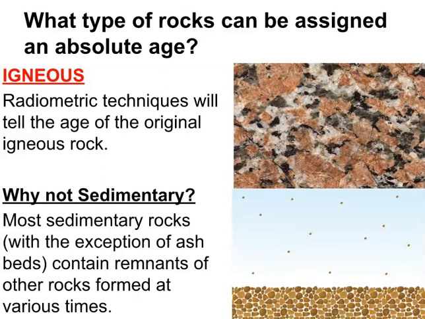And the reason is because sedimentary rock is made up out of other rock materials. So think about a piece of sandstone. It may have little fragments of hundreds or thousands or millions of other rock specimens that could all be different ages. So sedimentary rock is not going to be useful for it.